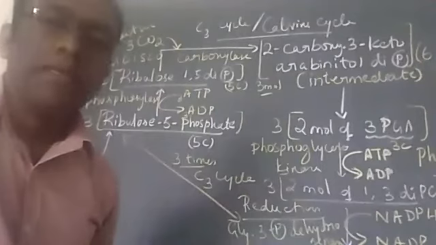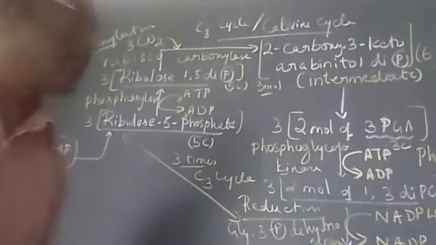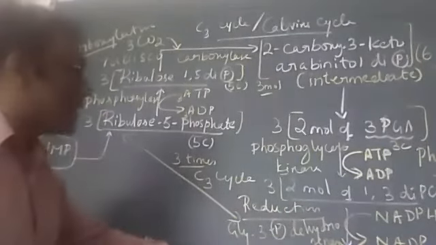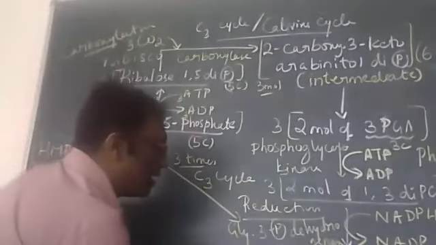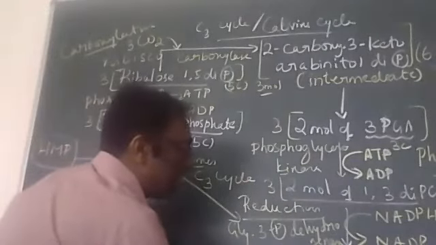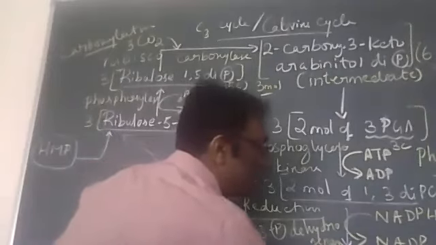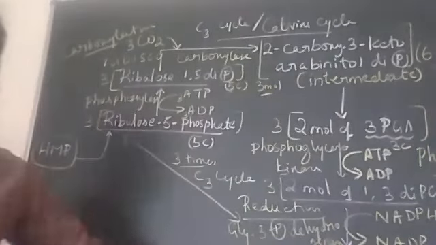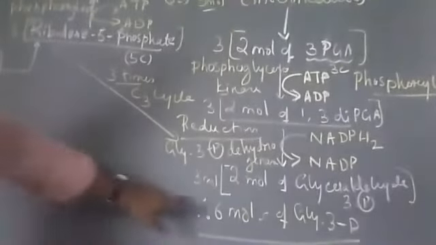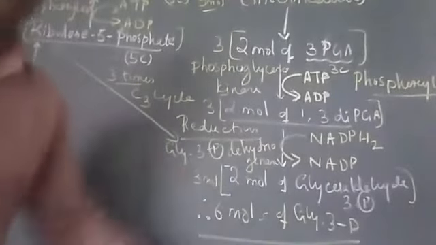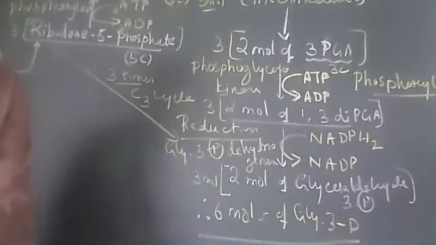EMP pathway, the very first pathway. Very good. Okay, I'm happy you remember this. Therefore, what should I write here, children? 6 molecules of glyceraldehyde 3-phosphate is formed ultimately. You agree with me? See the board. 6 molecules of glyceraldehyde 3-phosphate is formed.